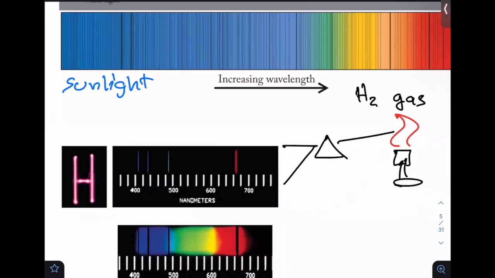Now remember, this is light. And going back to the video content, with Maxwell, we're thinking of light as electromagnetic radiation.